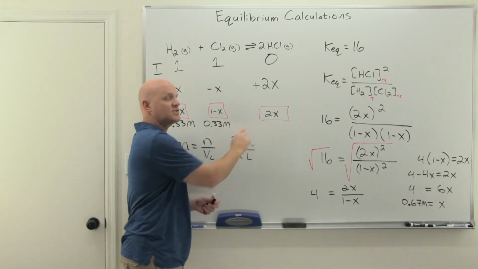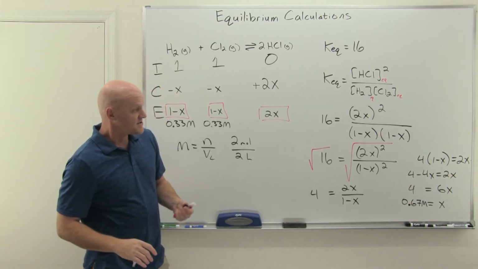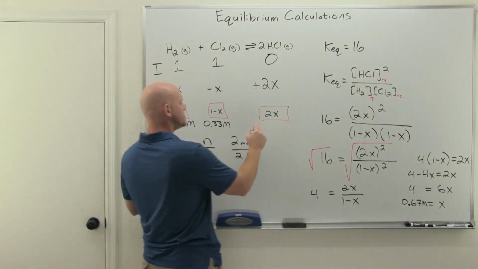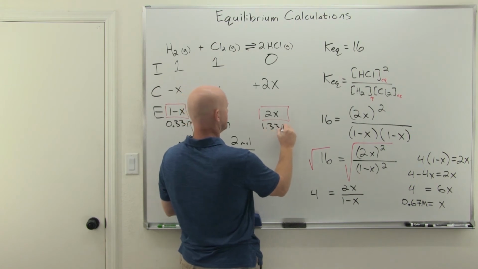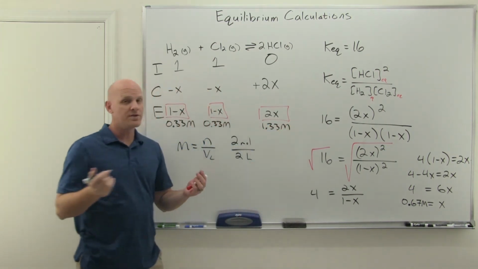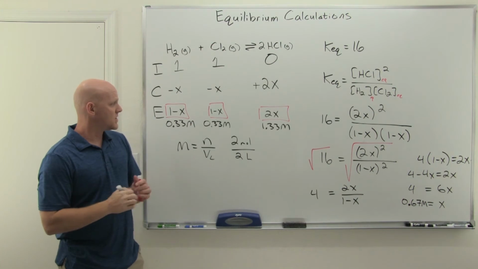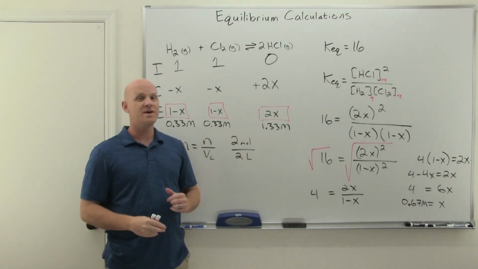And then here we've got plus 2x. And in this case, 2/3 times 2 is 4/3, which is going to get you 1.33 or 1.34 depending if you round up and stuff. But those are our three equilibrium concentrations we've now gotten.